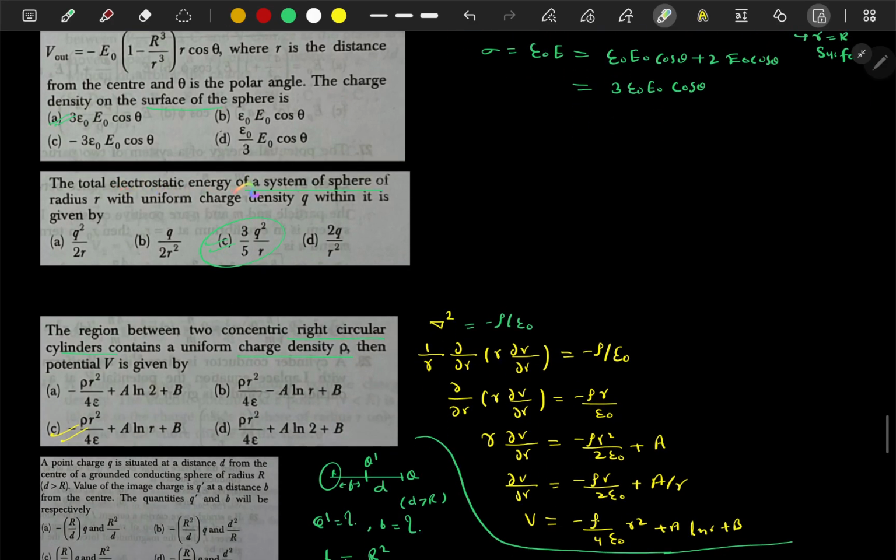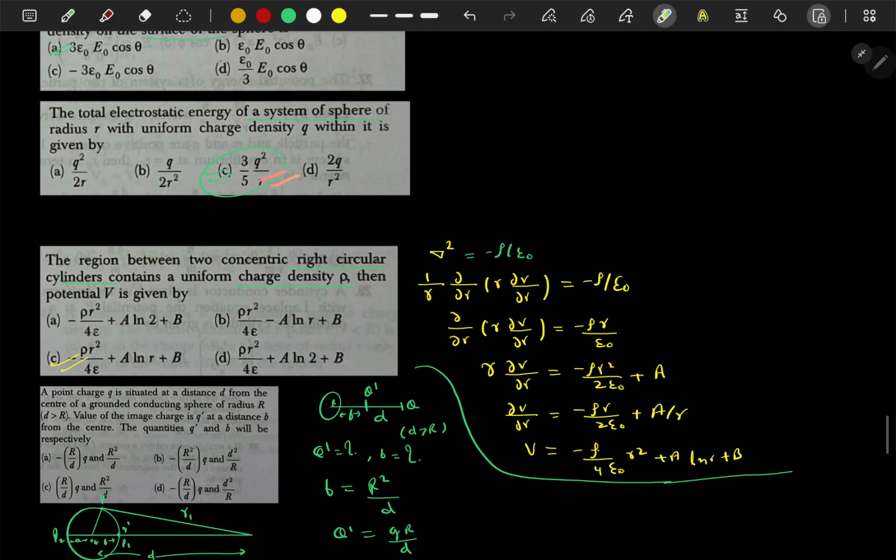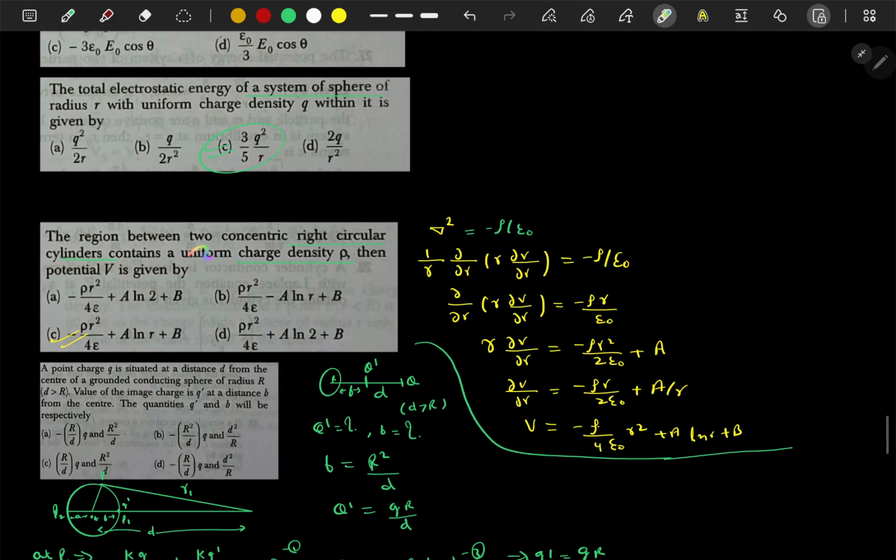The total electrostatic energy of a system of a sphere of radius r with uniform charge density q is given by 3/5 q square upon r, 3/5 q square, we know that. Now the region between two concentric right circular cylinders contains a uniform charge density rho, then potential. So same.